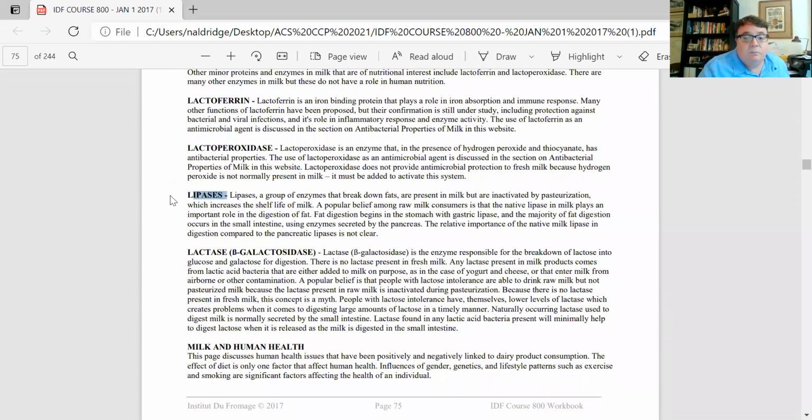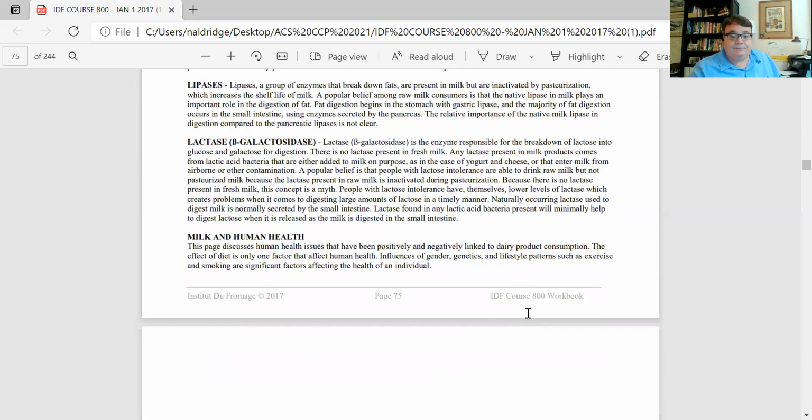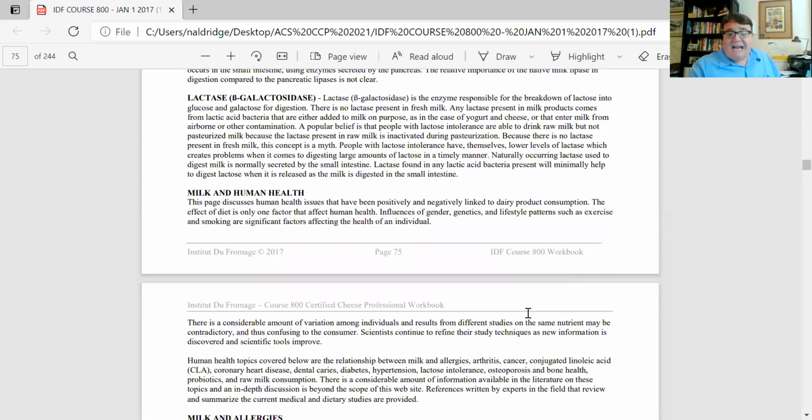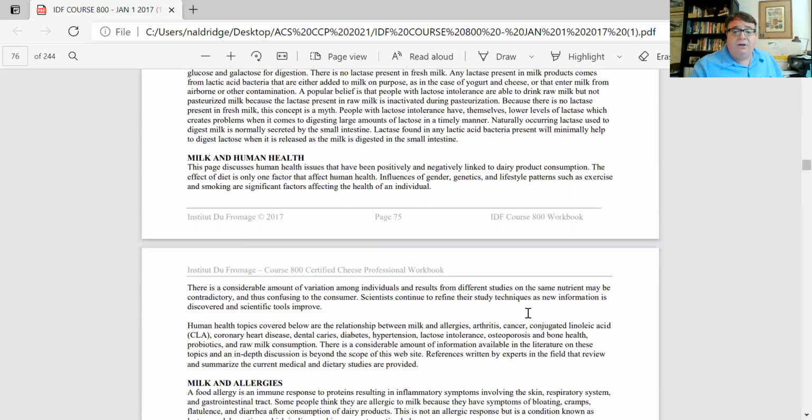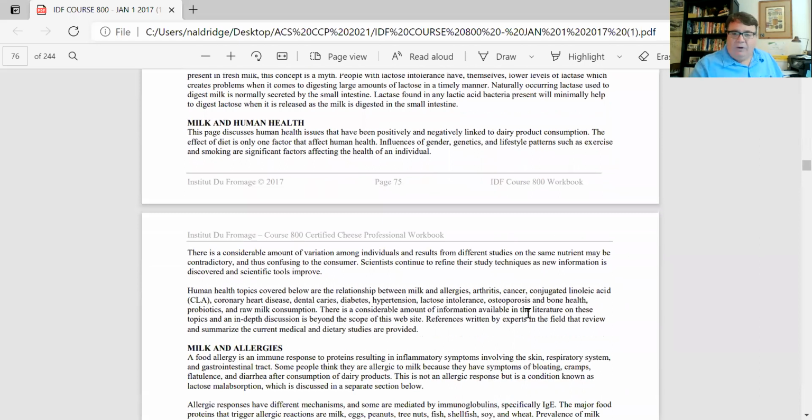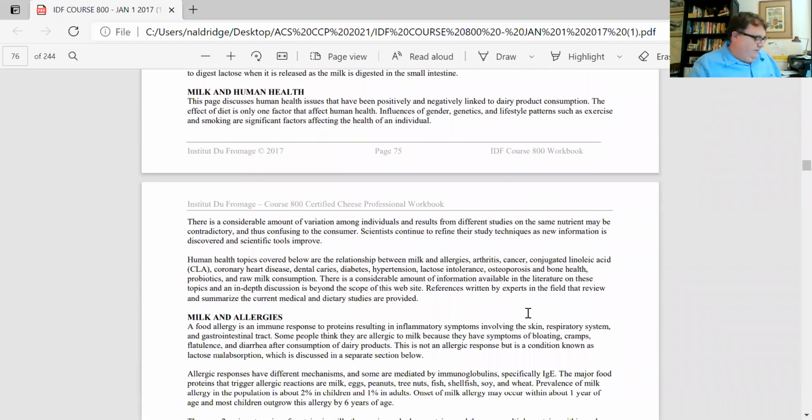Lipases. We mentioned that before. I would know that, how it affects the flavor. That's a big one. You can get asked several questions just on that one particular word, but know that and know lactase. Absolutely. All righty. Milk and human health, have an understanding of, but there's nothing specific that I read and see a specific question coming out of. But I would understand a little bit of it. But now we're moving on to page 76.